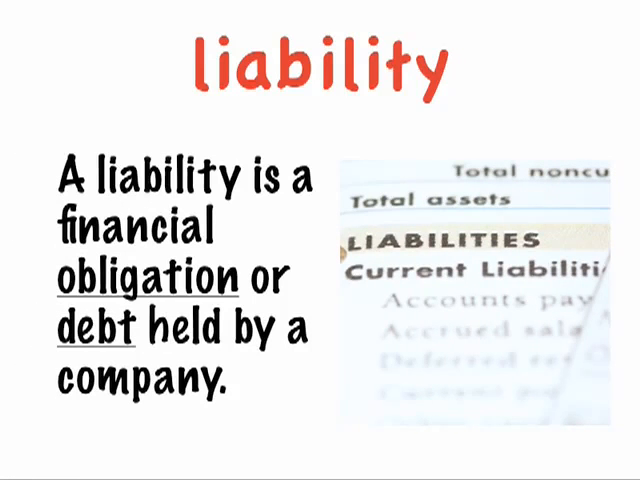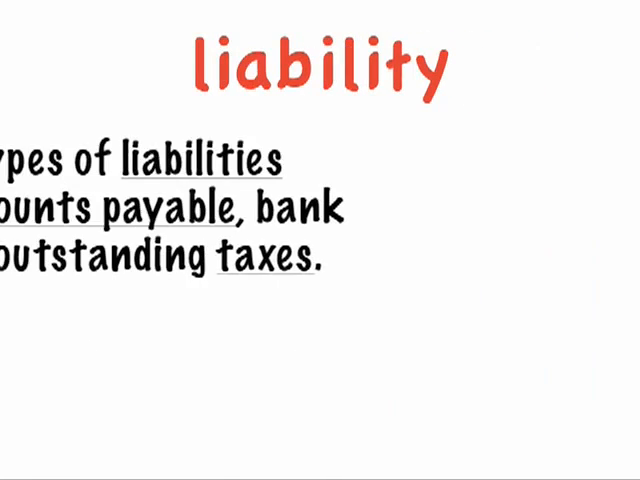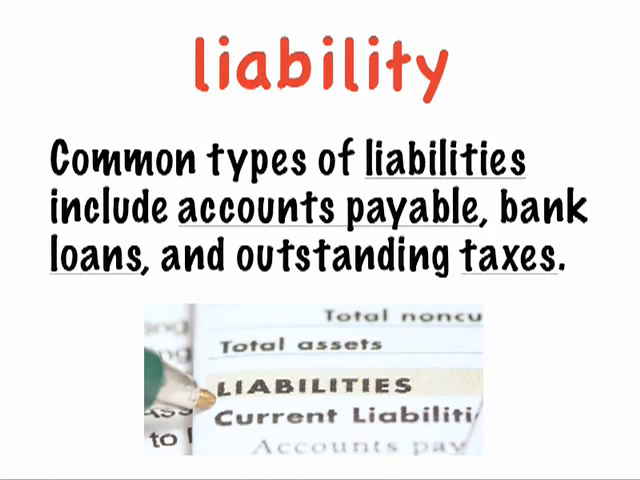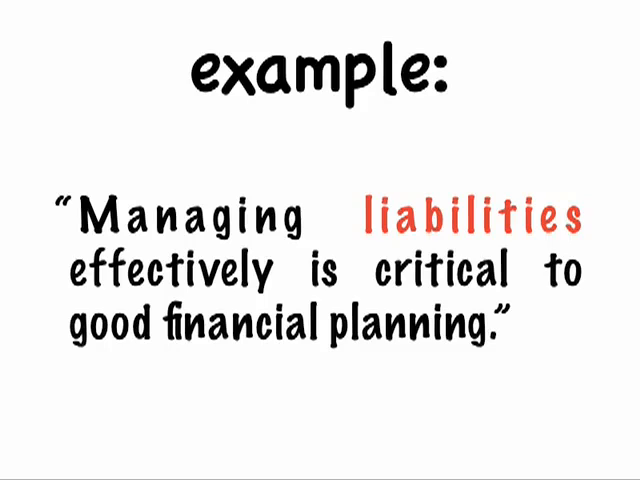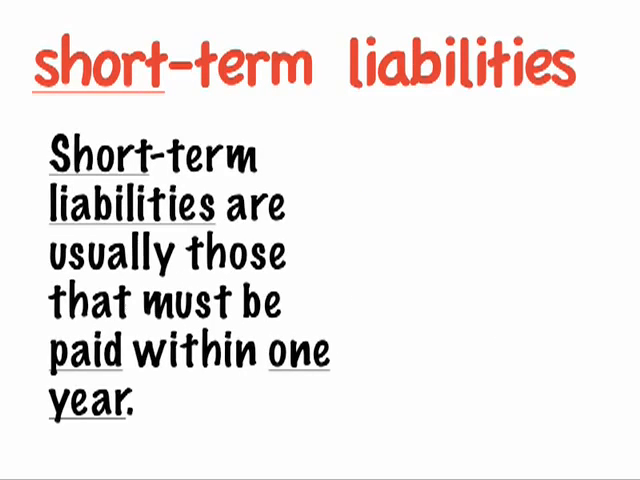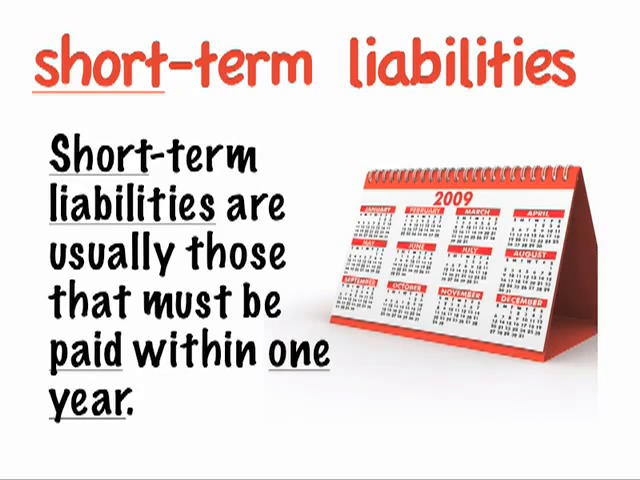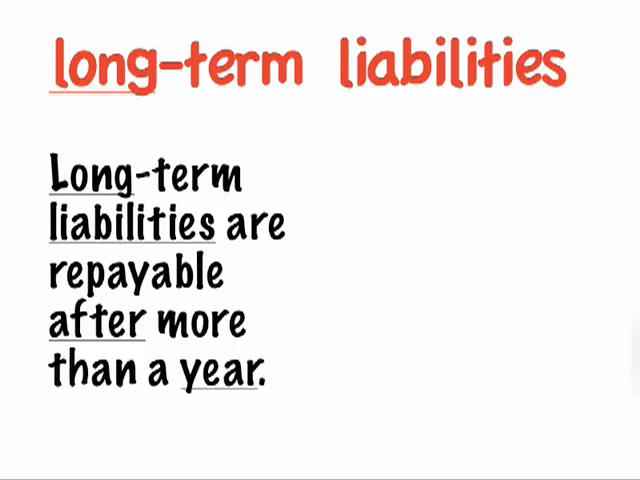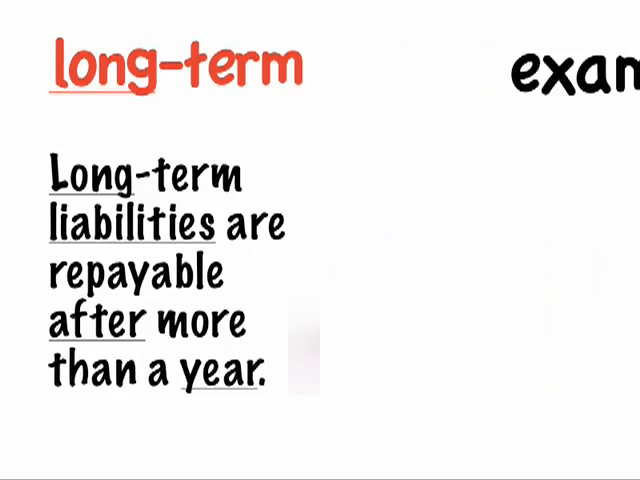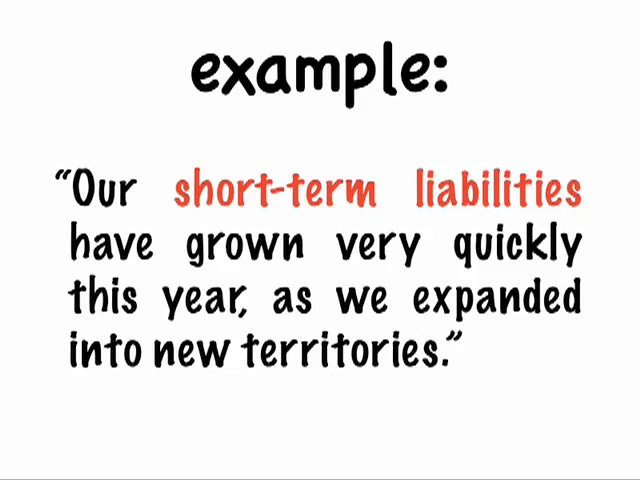Liability. A liability is a financial obligation or debt held by a company. Some of the more common types of liabilities include accounts payable, bank loans, and outstanding taxes. Managing liabilities effectively is critical to good financial planning. Short-term liabilities are usually those that must be paid within 1 year, while long-term liabilities are repayable after more than a year. Our short-term liabilities have grown very quickly this year as we expanded into new territories.